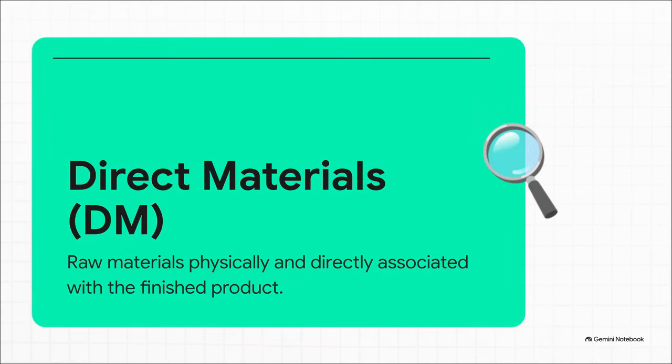Bucket number 1 is direct materials, or DM for short. These are the raw materials that can be physically and directly associated with the finished product. Think about the heavy steel used in making an automobile, or the sweet syrup used in the bottling of soft drinks. Direct materials are the physical, fundamental ingredients that you can easily, and more importantly, cost-effectively, trace straight to that final unit you're going to sell.